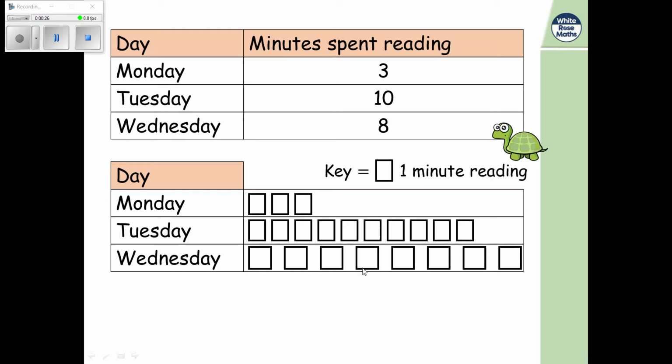So we're going to discuss this one and then move on to a different table as well. So on Monday, we know there should be 3 minutes, and we know this means 1, 2, 3. So they've got that one correct. Tuesday there should be 10, so let's have a look. This rectangle means 1 minute, so 1, 2, 3, 4, 5, 6, 7, 8, 9, 10, correct.